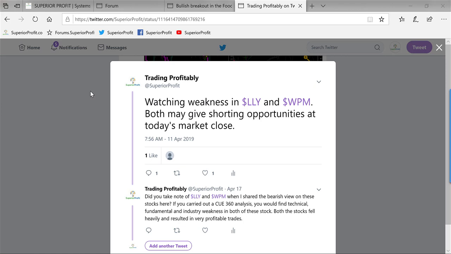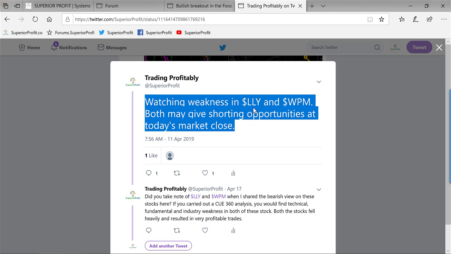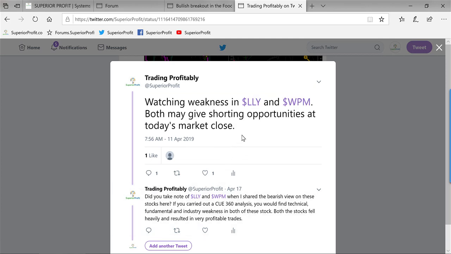We saw healthcare declined for all the three review periods, and I mentioned that you could take profitable short opportunities in healthcare stocks during that period. On 11th April, I shared my bearish view in LLY, a healthcare stock. Let's look at its charts.